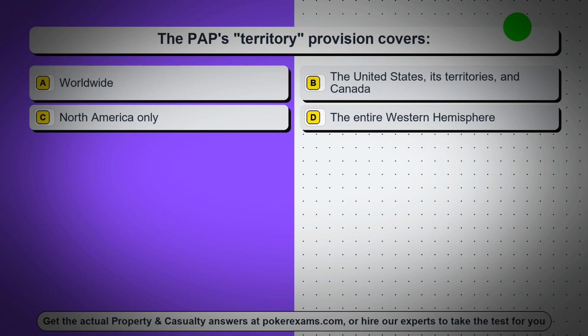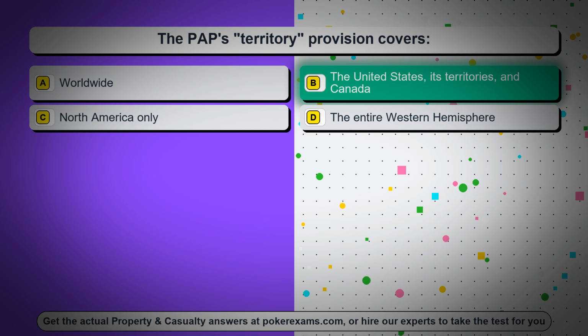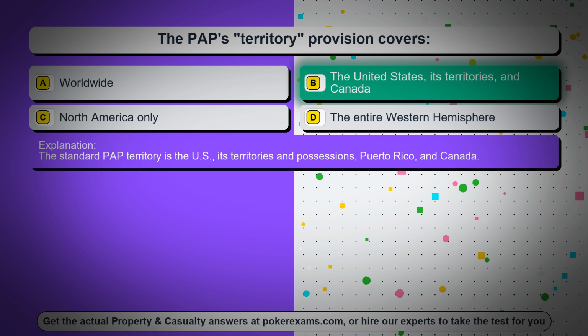Question 45. The PAP's territory provision covers option A, worldwide, option B, the United States, its territories, and Canada, option C, North America only, option D, the entire Western Hemisphere. The correct answer is option B, the United States, its territories, and Canada. The standard PAP territory is the U.S., its territories and possessions, Puerto Rico, and Canada.